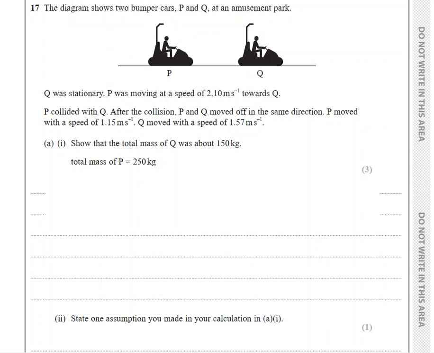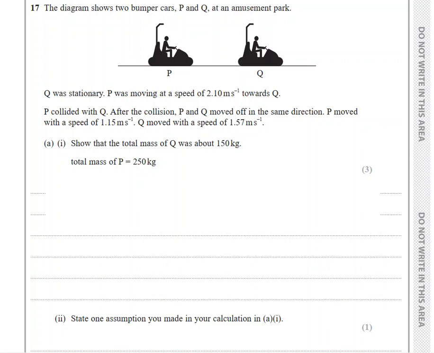Question 17 says, the diagram shows two bumper cars P and Q at an amusement park. Q was stationary, P was moving at a speed of 2.10 meters per second towards Q. P collided with Q. After the collision, P and Q moved off in the same direction. P moved with a speed of 1.15, Q moved with a speed of 1.57.